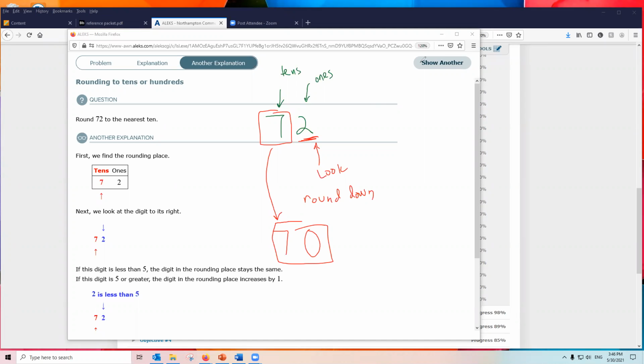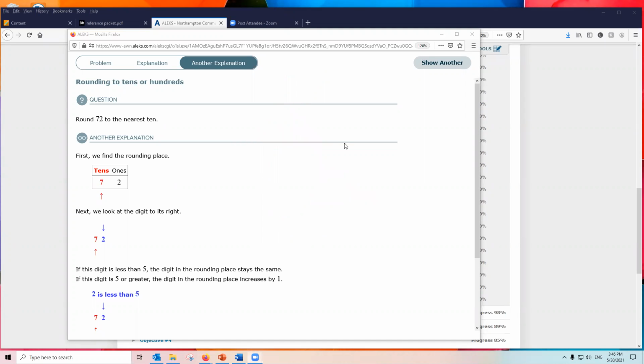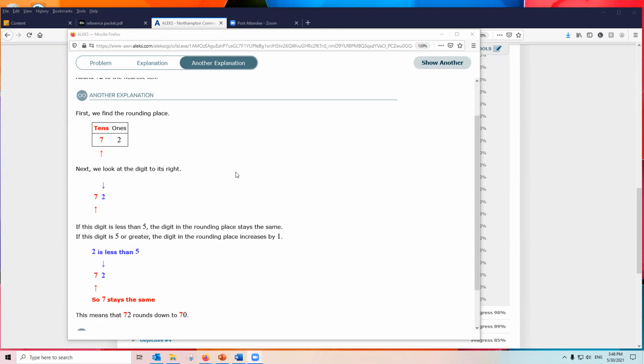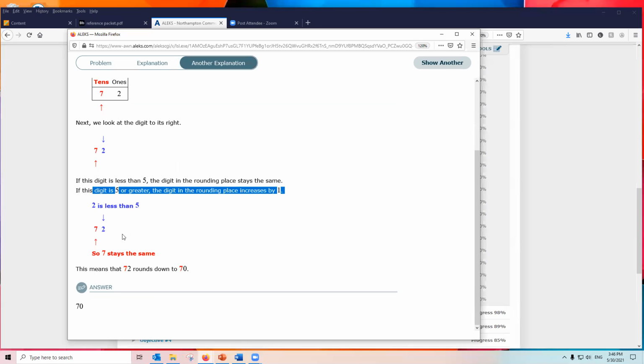Okay, and if you notice, this explanation here is telling you exactly how to do it, right? It says, first find the rounding place, which is the 7. Look over to the digit to the right, that's the 2. If this digit is less than 5, round down, which means leave it the same. But if that digit to the right is 5 or greater, then you bump up that rounding digit by 1. In our example, the 2 is less than a 5. That means the 7 stays the same. So our answer is 70.